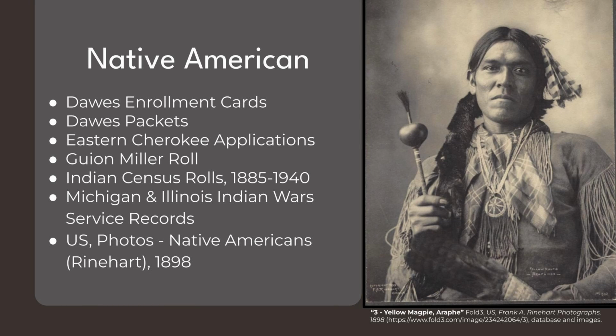And then there's also a Native American collection. So we have the Dawes enrollment cards, the Dawes packets, the Eastern Cherokee applications, the Miller Roll, the Indian census rolls, and then the Michigan and Illinois Indian Wars service records. This is just a handful. I mean, there's certainly more you can look at, but these are the big ones, especially the Dawes enrollment cards, the Dawes packets, and the Indian census rolls.